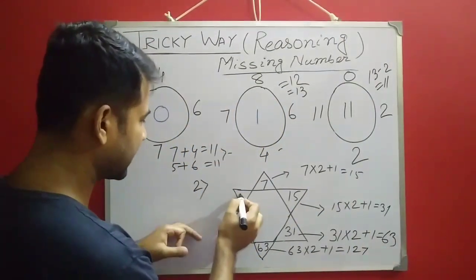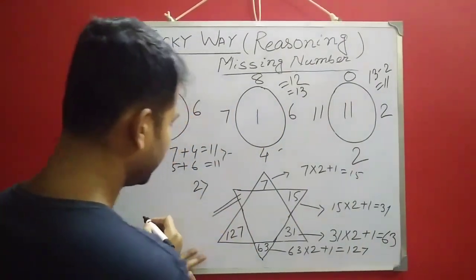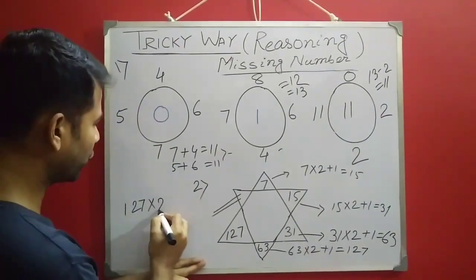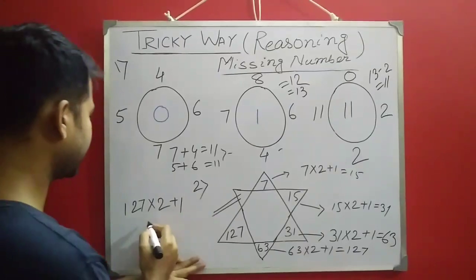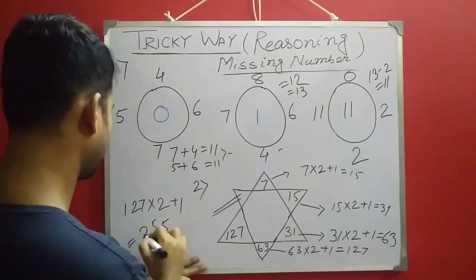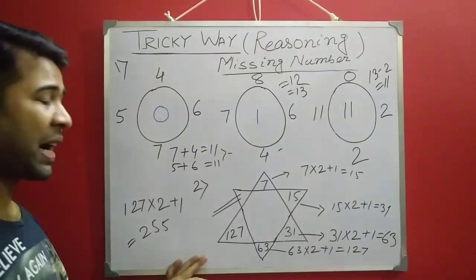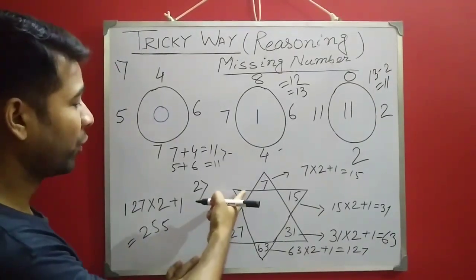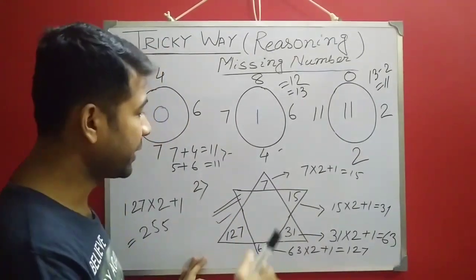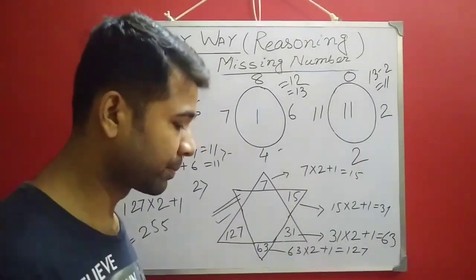So the value for this is 127 into 2 plus 1, which means 255. 255 will be the answer for this question. Clear? Okay, let's continue with another example.